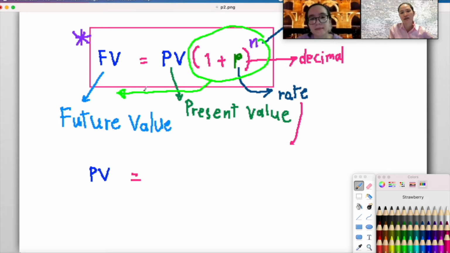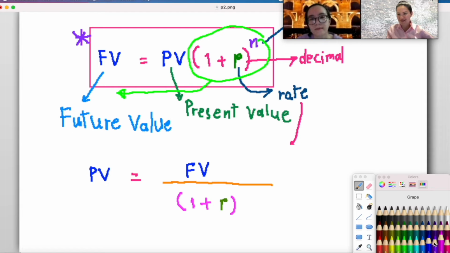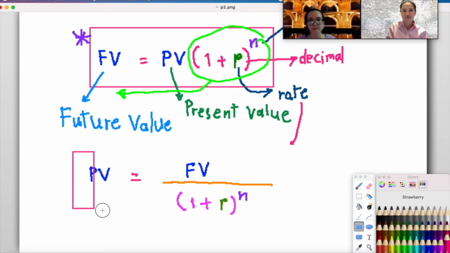So our PV equals FV, future value, divided by, again, same thing, 1 plus R. R means rate. And all of them the power n. Okay, does it make sense? You need to remember this formula. Okay. Write down, please. Jasmine, are you ready?